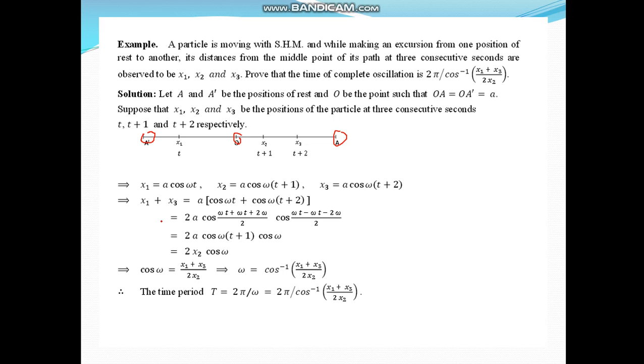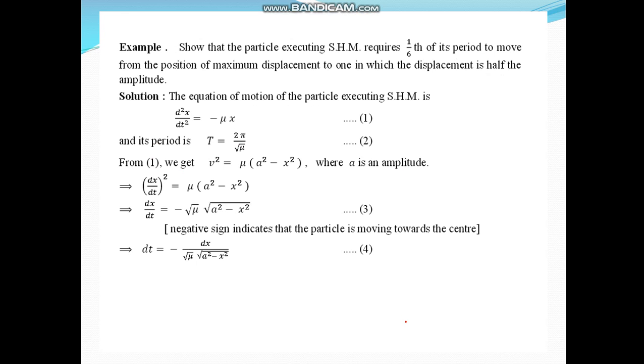Now let us find x1 plus x3. It is x1 here, it is x3, a common, cos c plus cos d formula. Simplify it fully, and the result will come as twice x2 cos omega. So cos omega will come, and omega will be equal to this. The time period T is twice pi by omega. So we can get the required result.